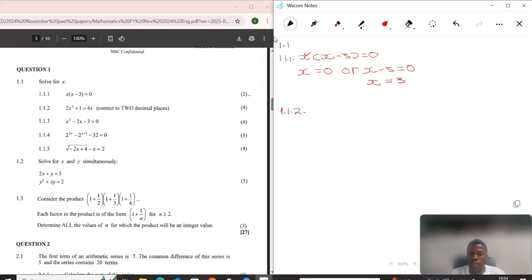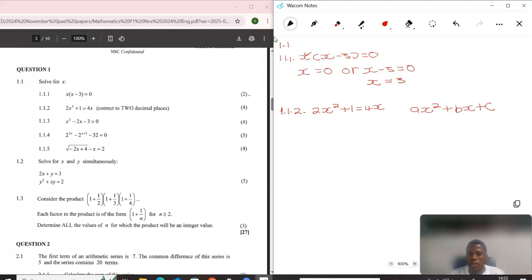1.1.2 says 2x squared plus 1 is equal to 4x, and in brackets they said correct to two decimal places. That means you must use your quadratic formula. So in order to use your quadratic formula, you must write this equation in the standard form, which reads as ax squared plus bx plus c.